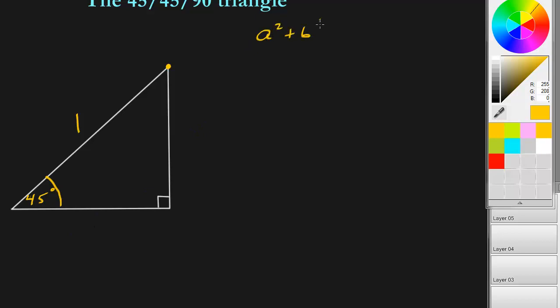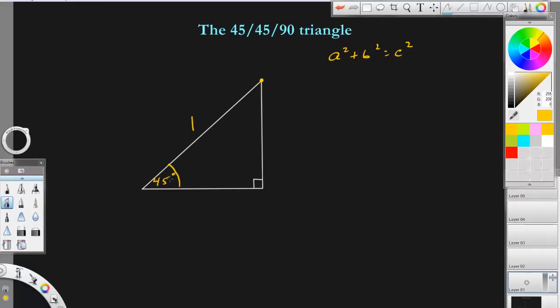Let's review. A squared plus b squared equals c squared. We know this. We know that. And we also know something about geometry. 45 triangles means that if this is also 45, then this side equals this side, because it's called an isosceles right triangle.